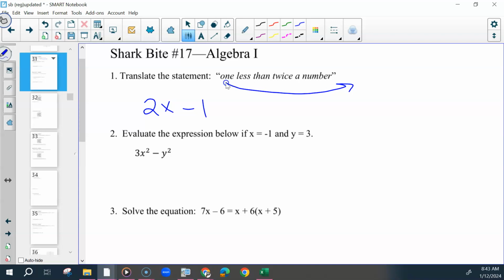So that one cannot be done in Desmos. That's something you have to know. You have to know how to translate the words.